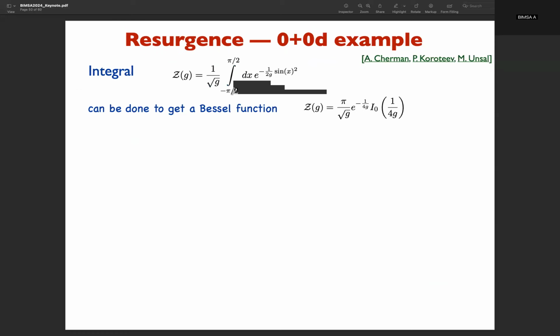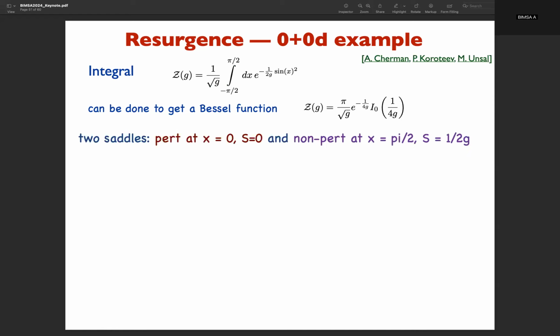Let's do a very naive thing and take a very simple integral. It's a 0-dimensional example. We take a trigonometric function, sine squared, which is the same as cosine after some shifts. G is the coupling constant, and we integrate this function from negative pi half to pi half. Well, you can ask your computer to do it for you. It's going to be a Bessel function.